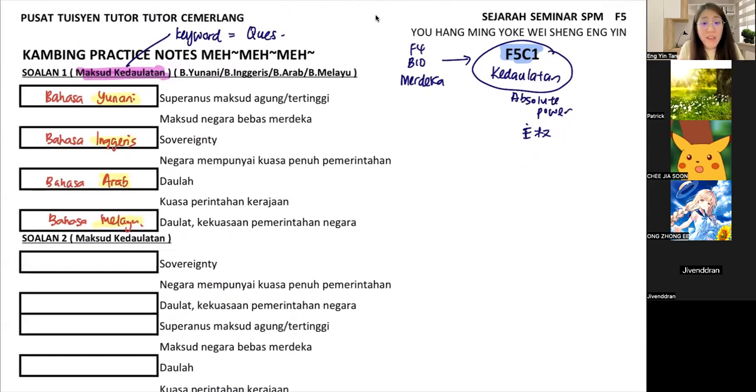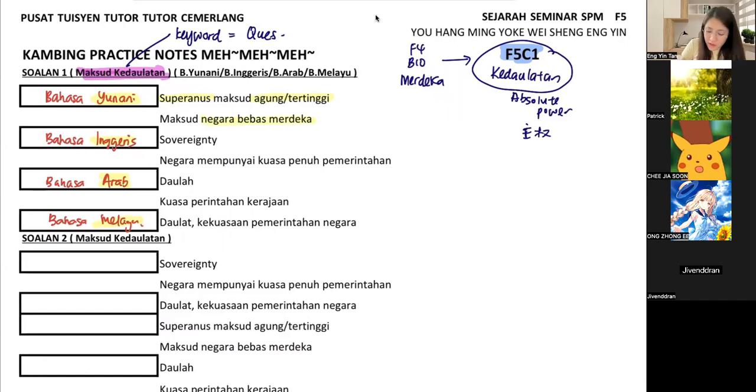So in Yunani, in Greek, kedaulatan means superanus, or you can say supernus. S-U-P-E-R-N-U-S. There's another word called supernus, but I choose superanus because it means supreme level, super. Super means very good. Agong tertinggi, the greatest one, the supreme level. So when you have the superanus, meaning the country is bebas dan merdeka.